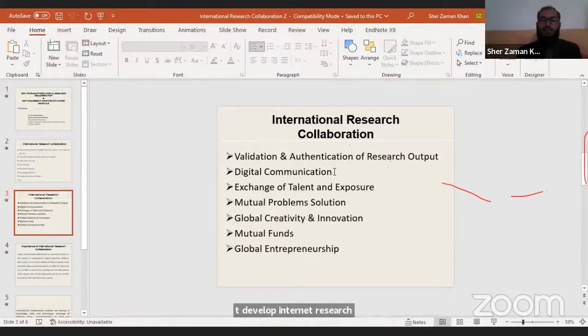By having an international research collaboration, we can exchange talent. For example, a colleague of mine who is sitting in Indonesia, and I am sure that she has visited many countries.